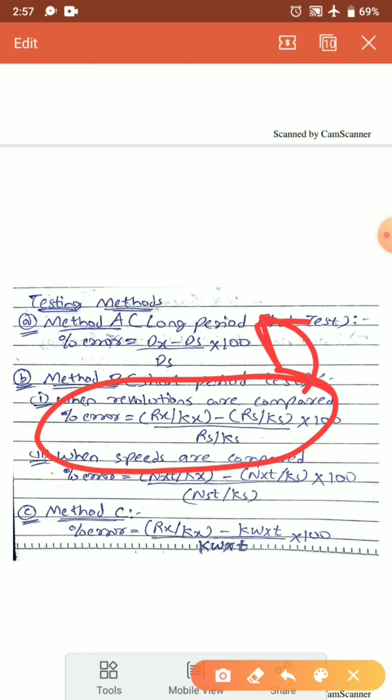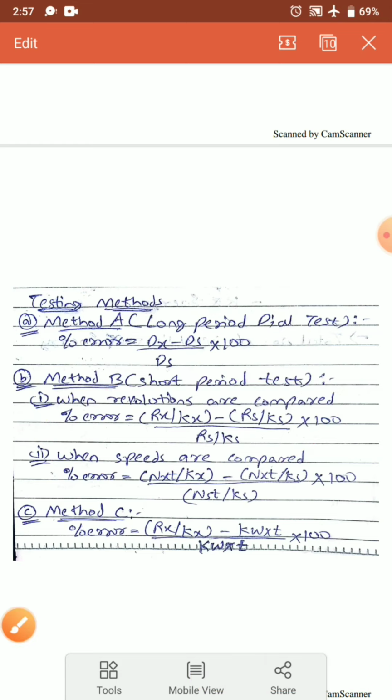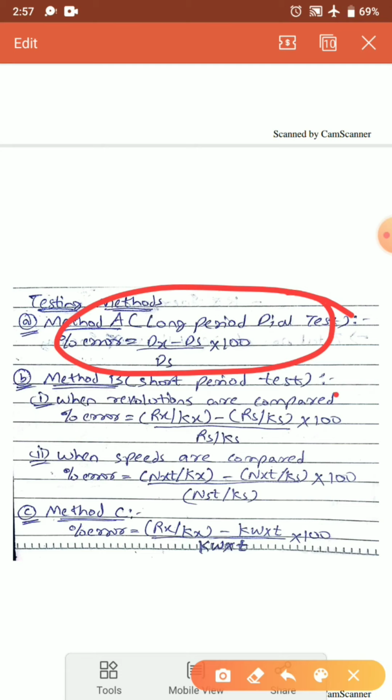Here also the meter is then subjected to a short time test at full load to check whether there are any effects due to heating. As in the long period dial test, as we have seen, full load conditions are given to ensure whether a heating problem was there or not. The same thing has to be done here. So this is method B, called the short period test.